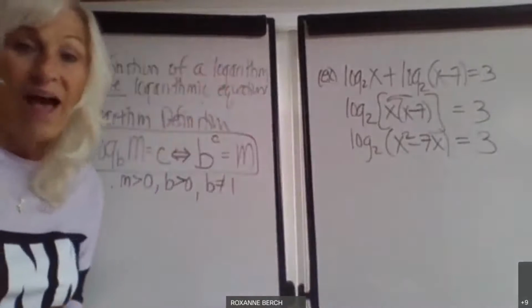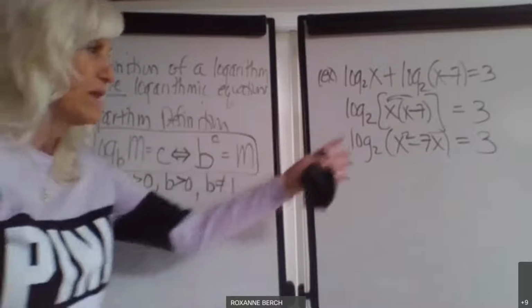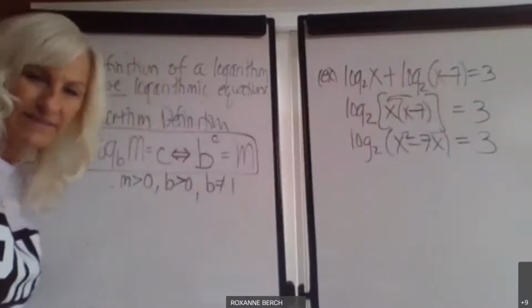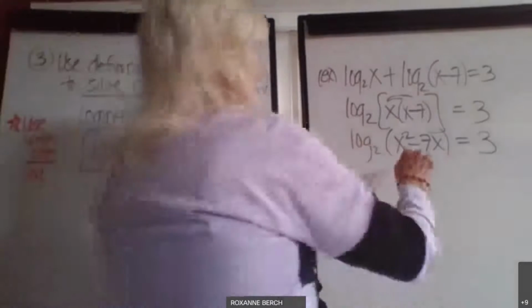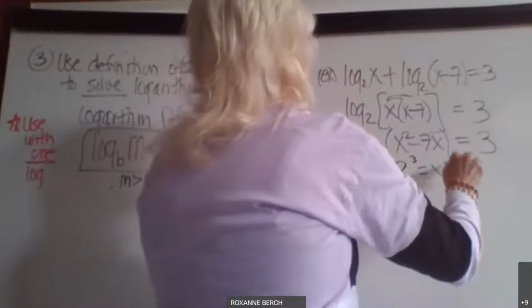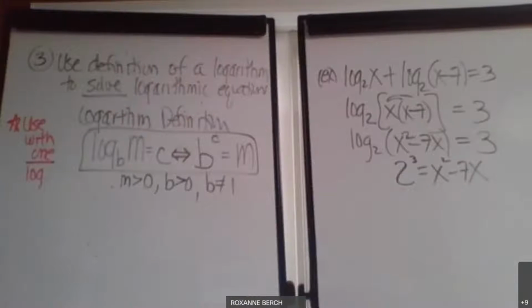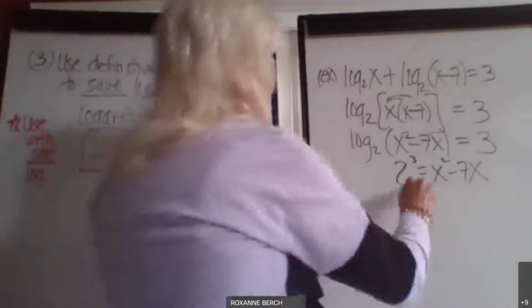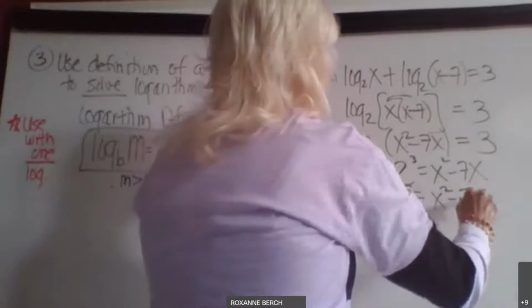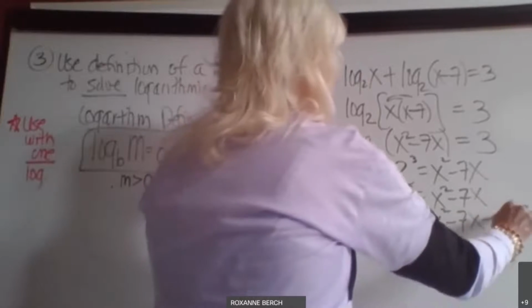And now look, doesn't it look like this? log base b of m equals c. So let's get rid of the log. So this is going to be 2 cubed equals x squared minus 7x. Well, isn't this a quadratic? So are we going to try to factor? So wouldn't this be 8 is equal to x squared minus 7x? And don't we want to set it equal to 0 by subtracting 8 and try to factor? We don't want to use the quadratic formula, right?